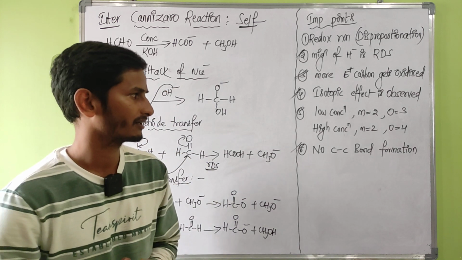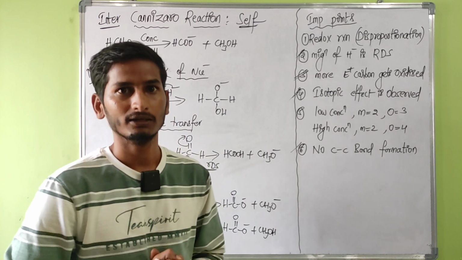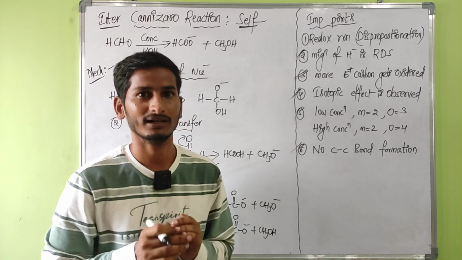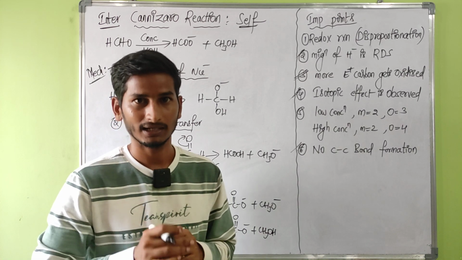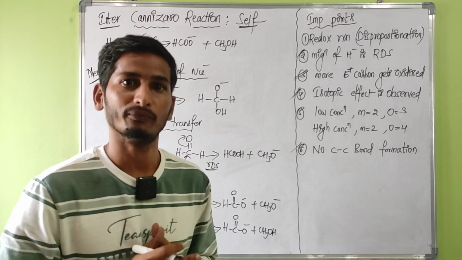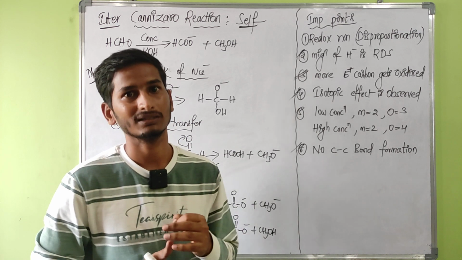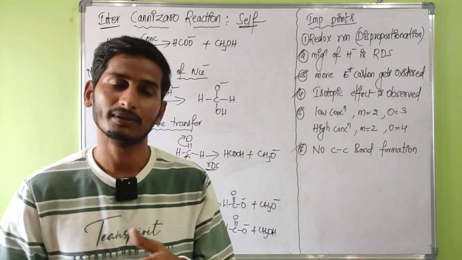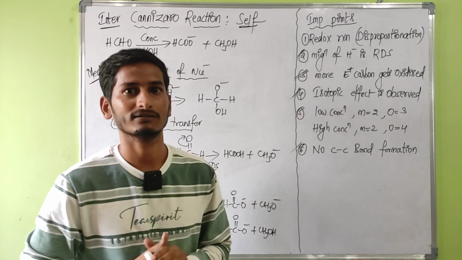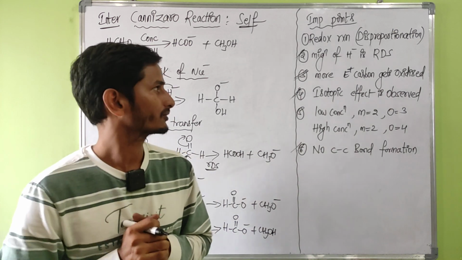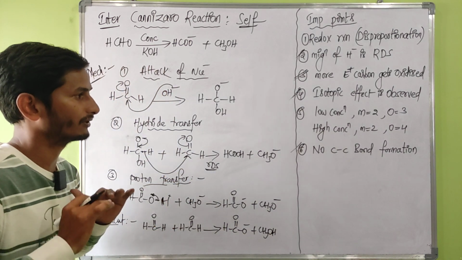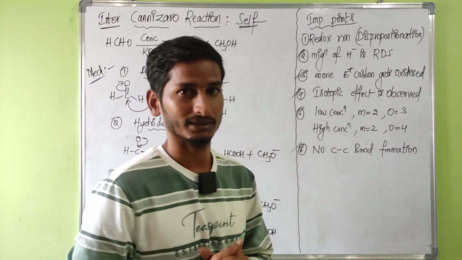Now why did I mention it as very important? In the question, they will be asking in which among the following 4 reactions a carbon-carbon bond is not formed. In one of the options, the Cannizzaro reaction will be mentioned. If you know about the Cannizzaro reaction, you have 4 marks in your pocket. So I feel you understand the mechanism 100%.